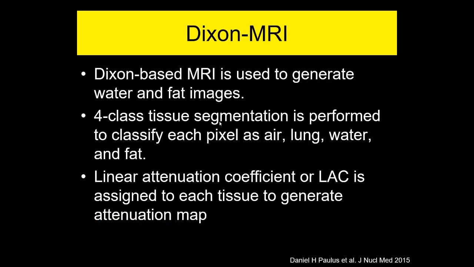The way most vendors have implemented this right now is the so-called Dixon-based MRI method to generate in-phase image, out-of-phase image, water, and fat images. And then each voxel is assigned to 4 tissue classes. Basically, you assign it to either being air, lung, water, or fat. And then once you assign a voxel to one of these 4 tissue classifications, you assign each of those tissue classifications some attenuation value. And you basically are saying that in all patients, in all cases, they have the same attenuation value. And I guess I'm thinking now why there are some problems with this, but that's what we do because it's easy to do compared to other techniques.